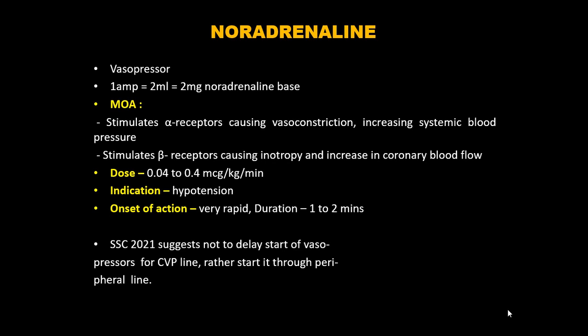Noradrenaline is a vasopressor. One ampule contains 2 ml and 2 mg of norepinephrine base. It stimulates the alpha receptor causing vasoconstriction, increasing the systemic blood pressure, and it stimulates the beta receptor causing inotropy as well as increasing coronary flow. Dose is 0.04 to 0.4 microgram per kg per minute. Indication is shock of any cause.